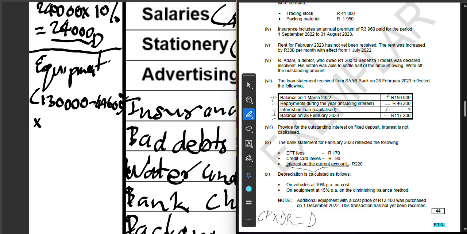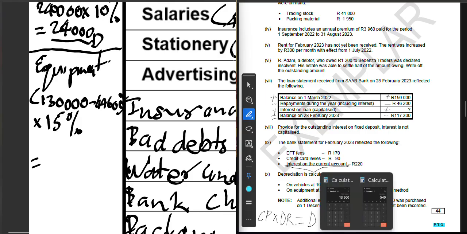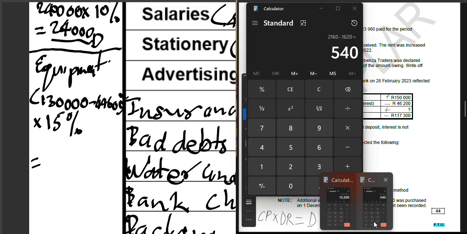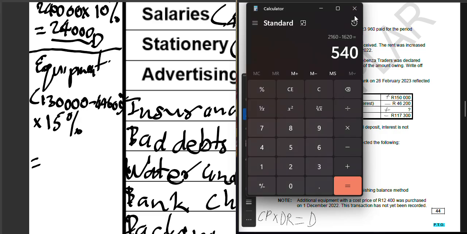15, and that's what it is right there, 15%. So we're going to write 15% here. That's multiplied by 15%. So let us get our carrying value first. How much is our carrying value? Let's get the calculator.